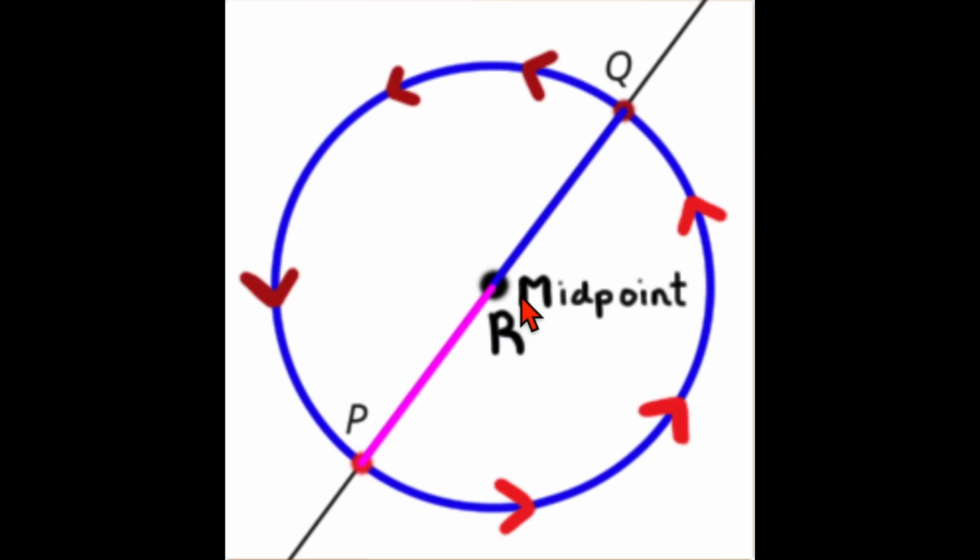So PR is the same distance as the radius of the circle, and QR is also the same distance, also the radius of the circle. When R is at the midpoint, a 180 degree rotation answers the question. Q lands at P, and P lands back at Q.